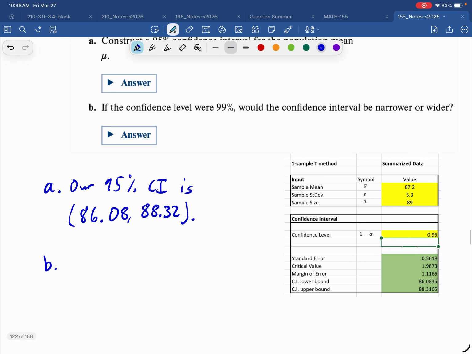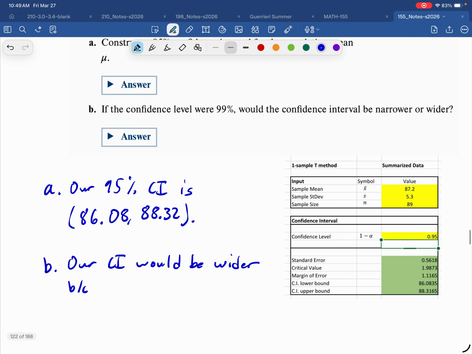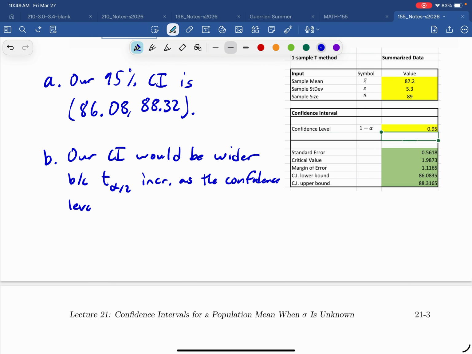Now, part B, if the confidence level were 99%, would the confidence interval be narrower or wider? Well, the answer is our CI would be wider. Because, one way you could look at this is you could say T alpha over 2 increases as the confidence level increases. That's just a fact. You can look it up, and you can just put it into Excel.